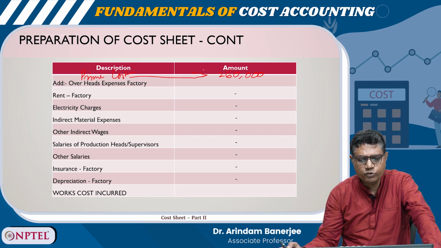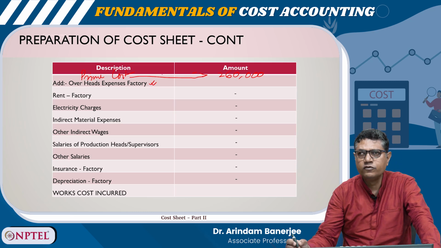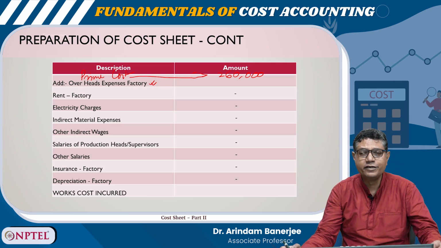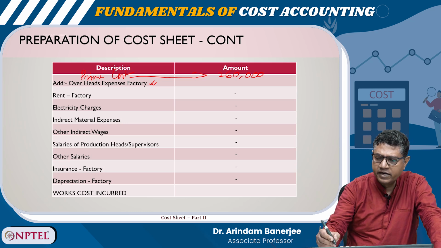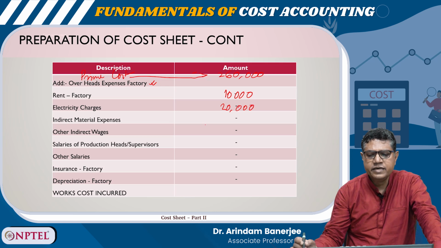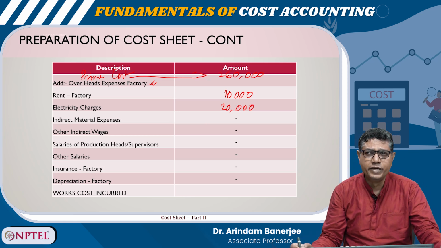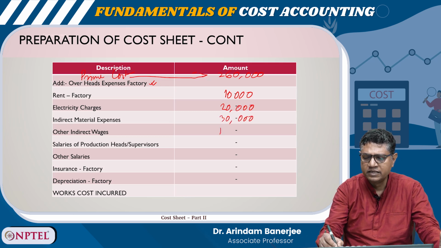This is my prime cost, 2,60,000. Now I am adding the overheads, right? Overheads particularly related to the factory overheads. Suppose the factory overhead rent I am paying say 10,000, right. Electricity charges I am paying say 20,000. Other indirect material like grease, lubricating oils, etc., suppose that is 30,000. Other indirect wages is say 10,000, right.